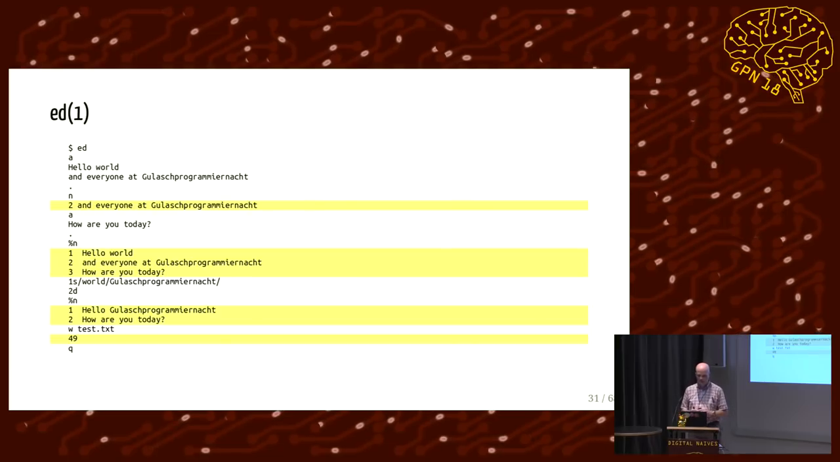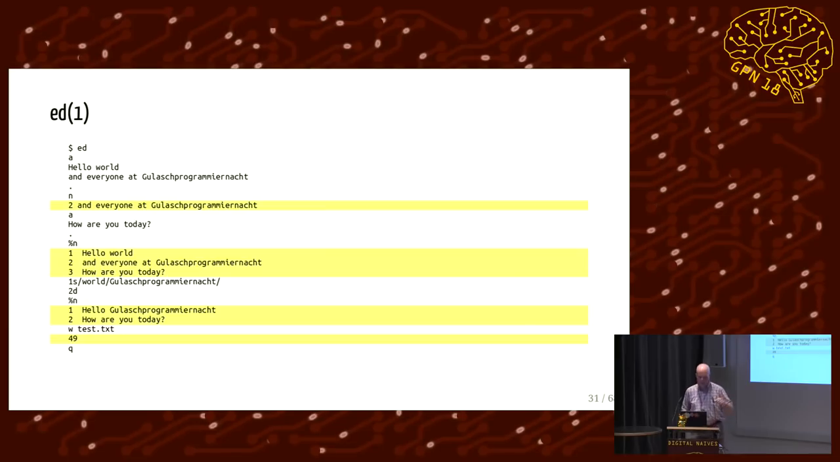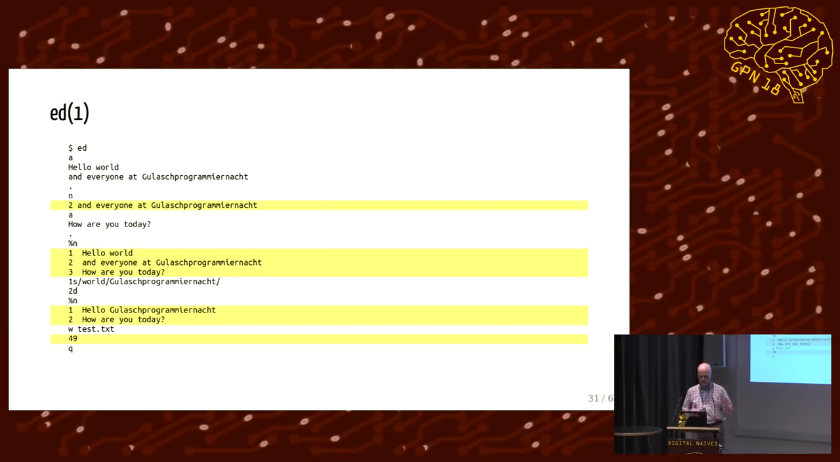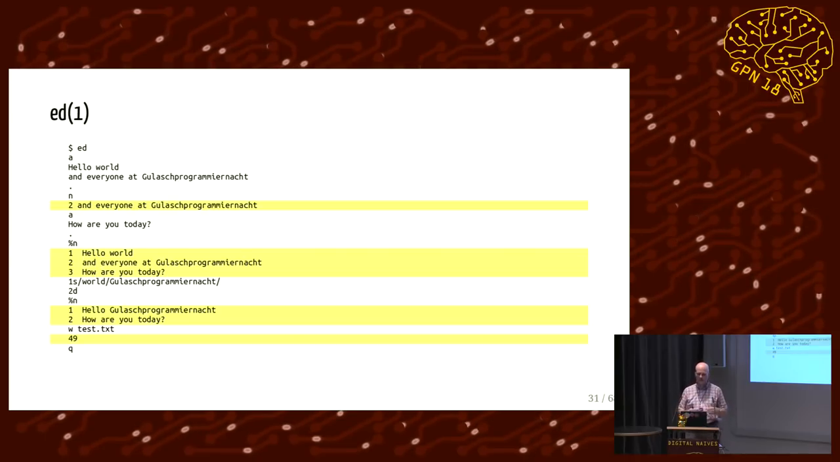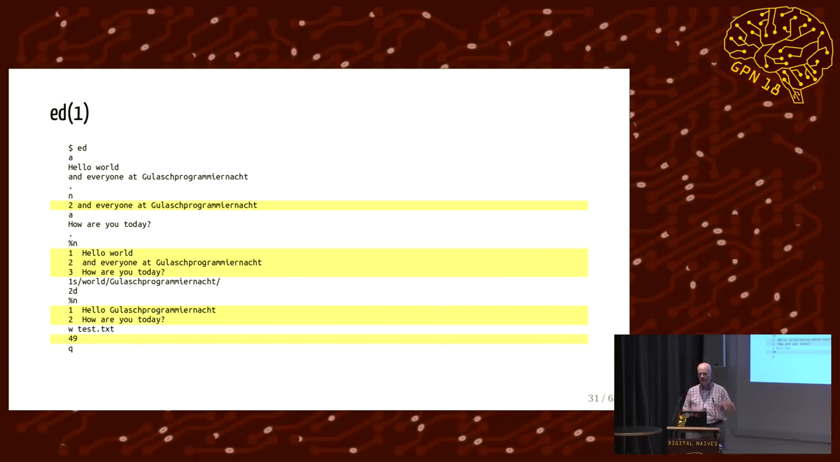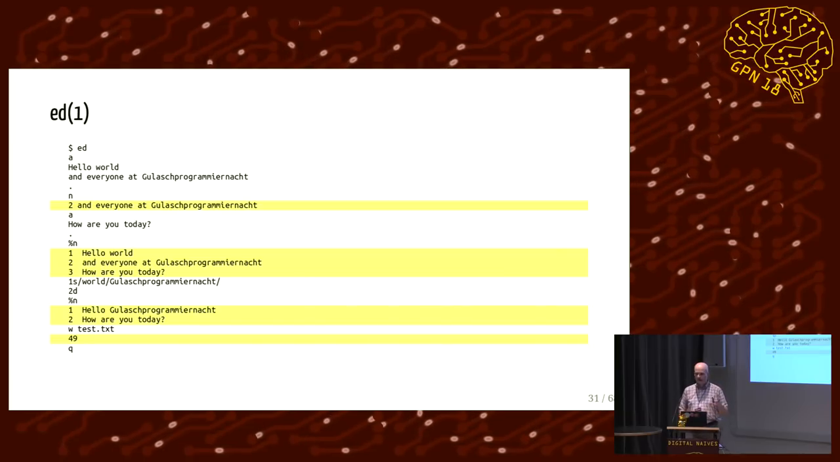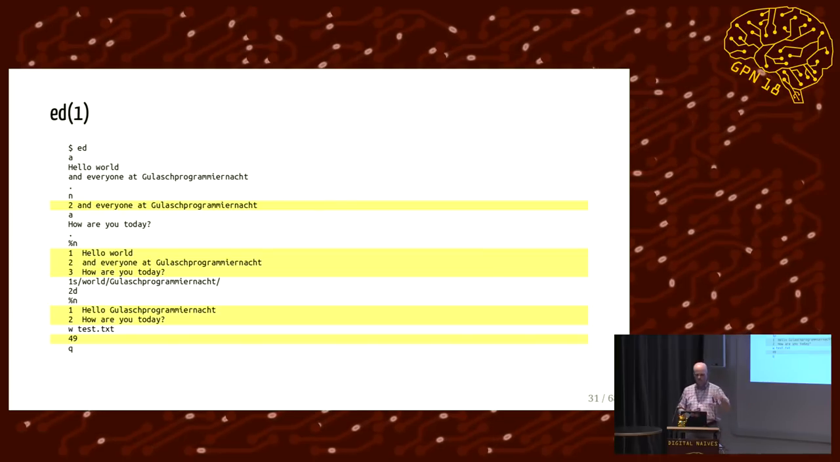And then there is a regular expression that says with 1s, it means in the first line, replace world by Gulasch Programmiernacht. Another command, I don't have to see the result immediately. Another command is 2d, it means delete the second line. And percent n, print it again.